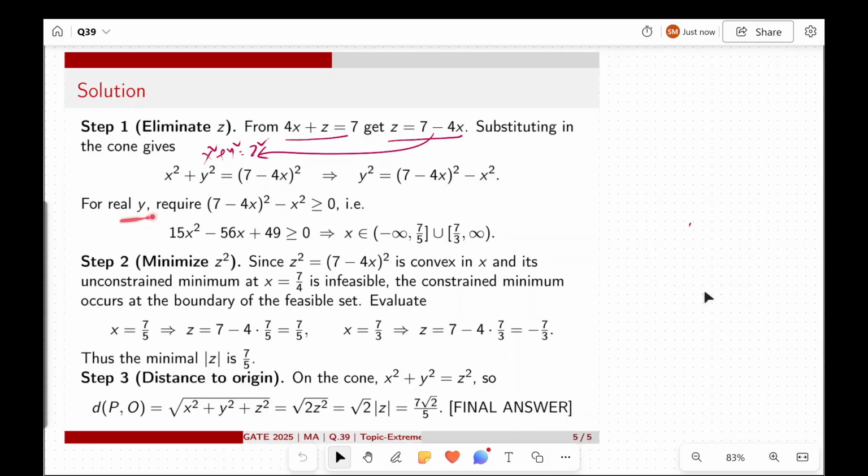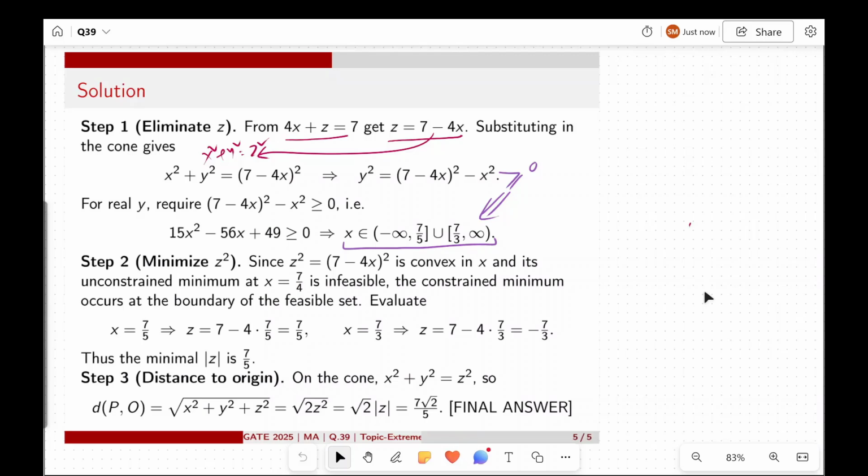But since y is real, this right-hand side should be greater than or equal to 0. This happens only when x lies in a certain region. This comes from the Sridhar Acharya formula, the quadratic formula from class 9 textbooks. You can go through that and use it. It is a very well known and famous formula, so there is nothing much to explain about it. So x must lie in this region, which is the only way for y squared to be greater than or equal to 0.